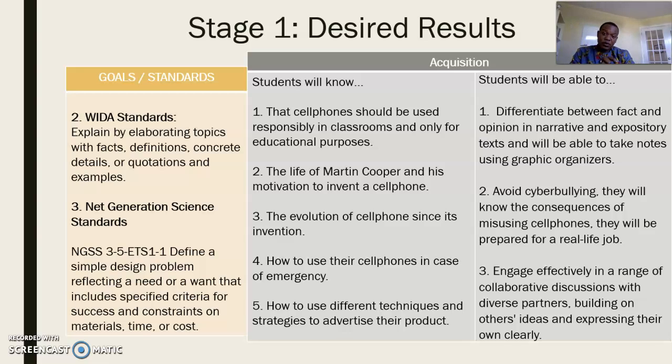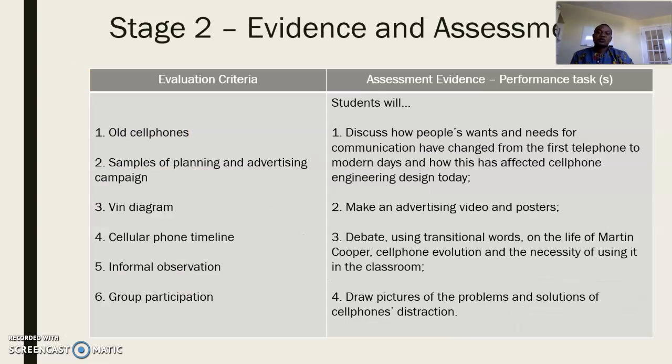So I want to use the cell phones as a tool to teach them how to use it effectively, but not as a source of distraction. So then, the assessment evaluation criteria, I have planned to have the old cell phones. I'm actually looking for them. I have the Venn diagrams. I have the phone timeline, and I have the myself. I'll use informal observation, and then group participation. I'll try to bring them together to work as a group so that everything that will be said can be corrected or helped by other students.